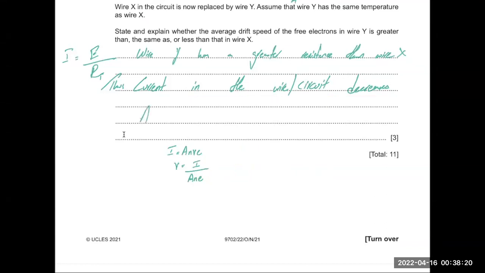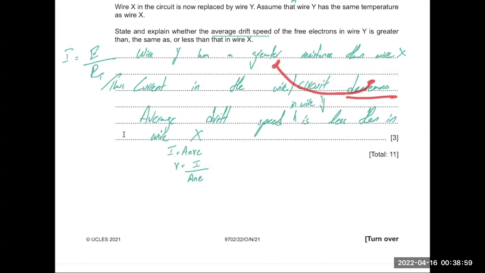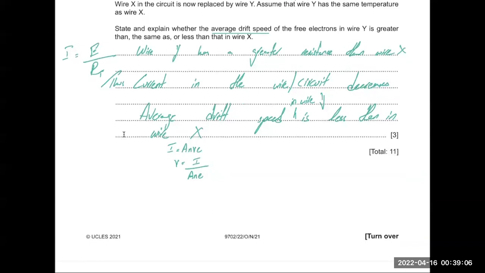So the average drift speed in wire Y is less than the average drift speed in wire X because the current has decreased, and this current decreased because the resistance has increased. So that's the answer.